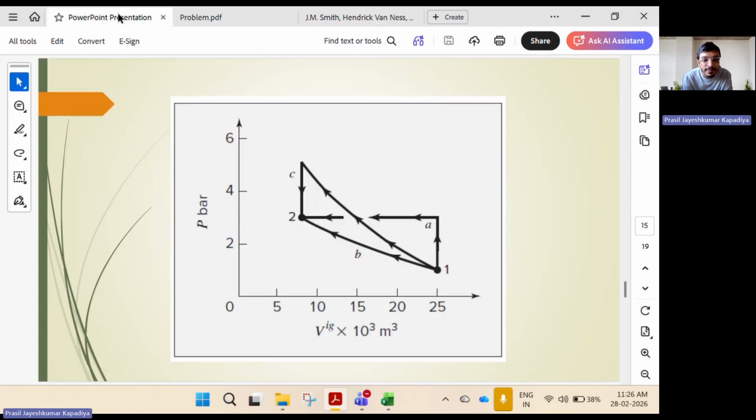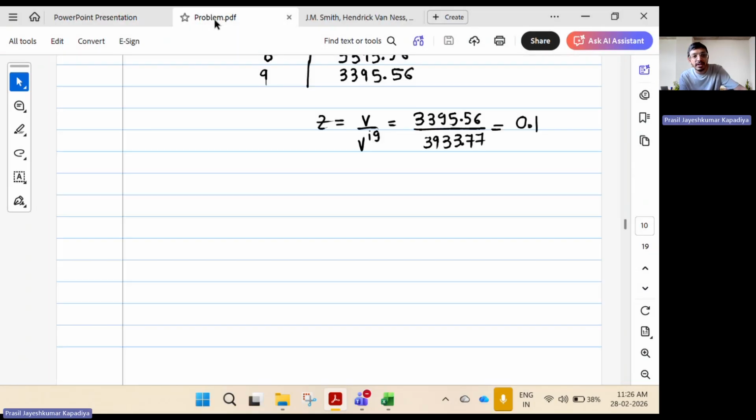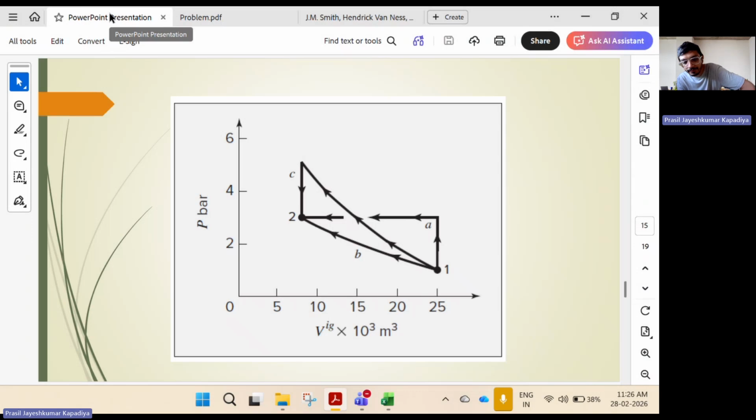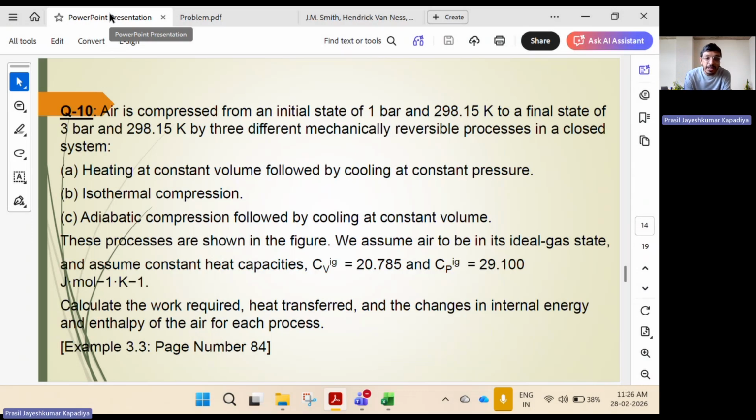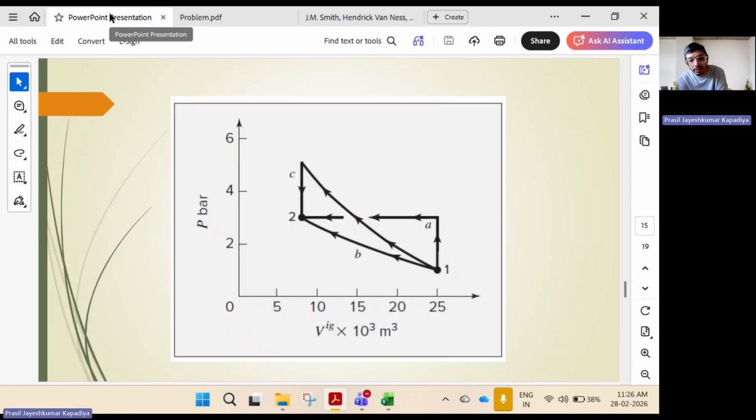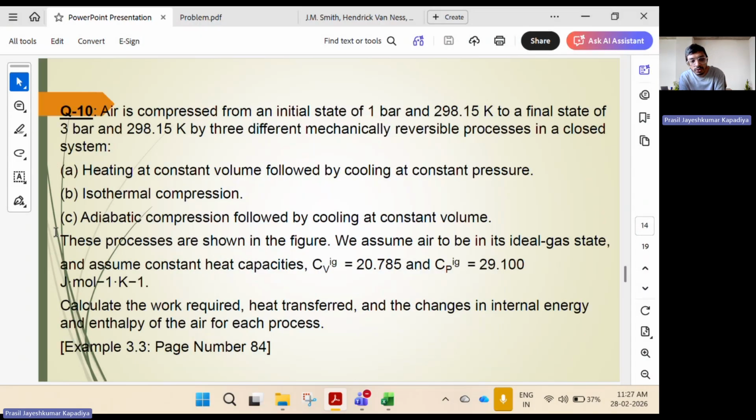The second route is isothermal compression. So I am directly going from 1 to 2 via isothermal compression. Then the third route is adiabatic compression followed by cooling at constant volume. So this is my adiabatic compression, and then I am cooling it at constant volume to reach my desired temperature. So what are we supposed to find for this problem? These processes are shown in the figure that we already looked at.